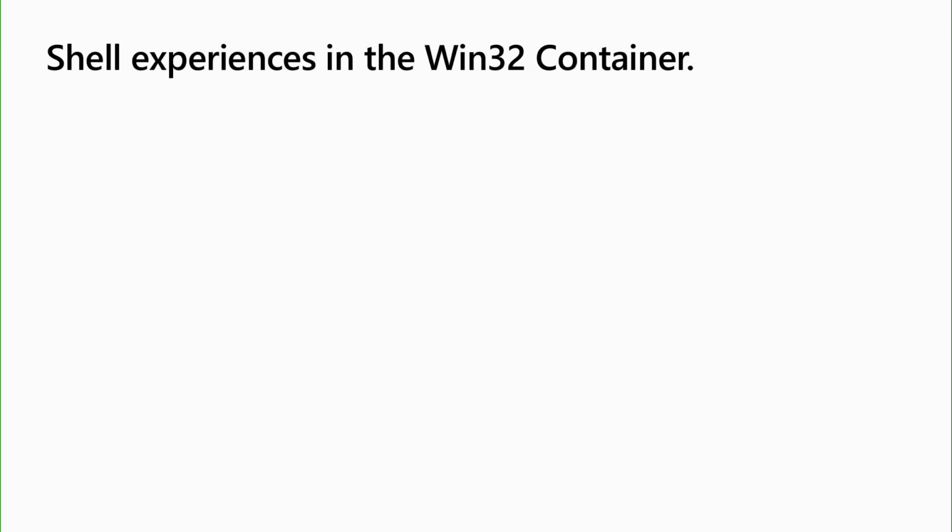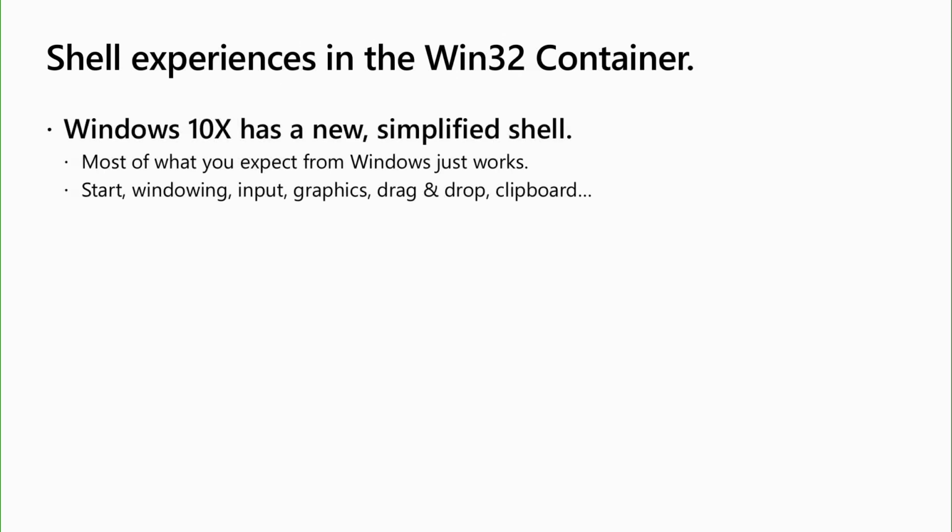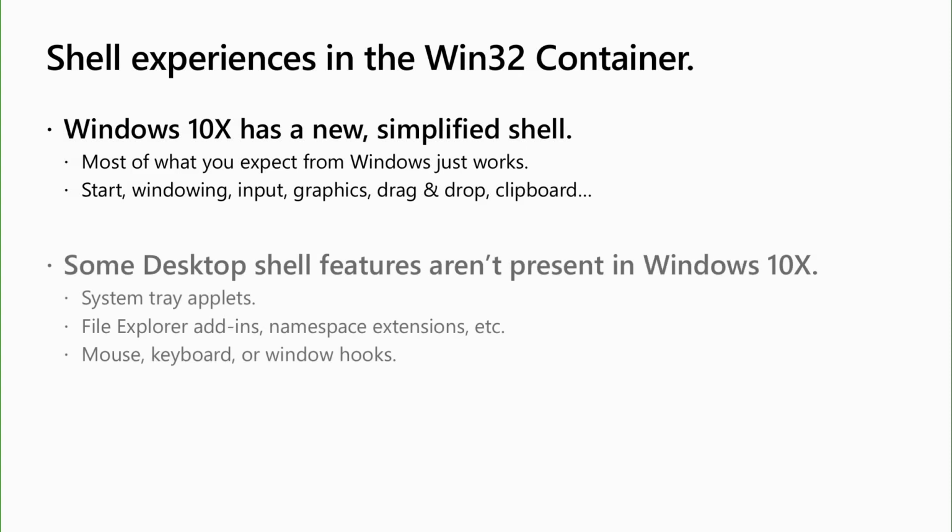Now let's talk about shell experiences in the Win32 container. As you've seen, Windows 10 X has a new, simplified shell, but a lot of things that users expect just work the same way as they do on Windows 10 desktop. For example, there's a start menu, there's a taskbar, you can alt-tab between windows, you can copy and paste, drag and drop, etc. So all the things users are used to on Windows 10 desktop continue to work in Windows 10 X and the Win32 container.